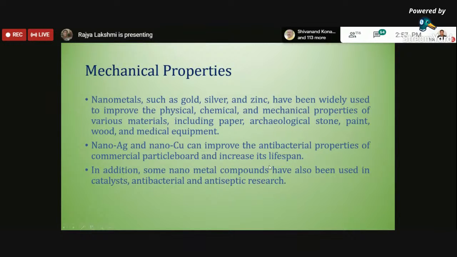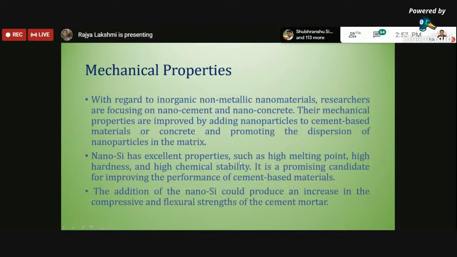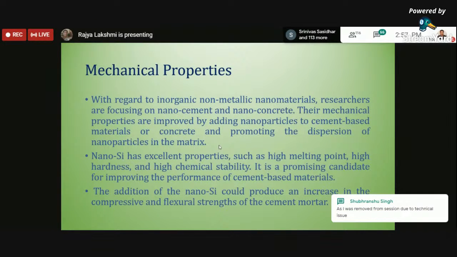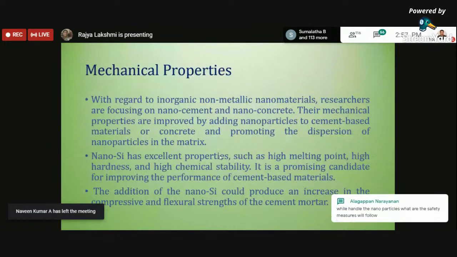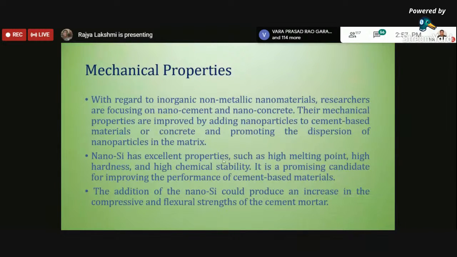So all these elements, because of their nano size, will be helping not only in mechanical properties, even other properties also. Not only metallic parts, even when it comes to non-metallic parts, many researchers have focused on improving the properties of non-metallic materials also, especially in the construction industry. Nanotechnology is showing a lot of impact in improving the mechanical properties of all the construction materials, especially related to cement or concrete, nano concrete, nano cement.